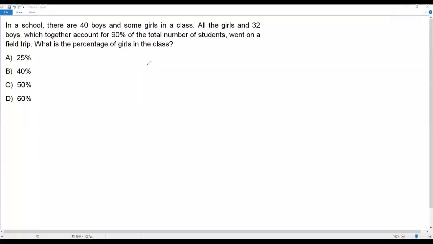Here we have a SAT math question. Okay, let's go with the information. In a school, there are 40 boys and some girls in a class. All the girls and 32 boys, which together account for 90% of the total number of students, went on a field trip. What is the percentage of girls in the class?